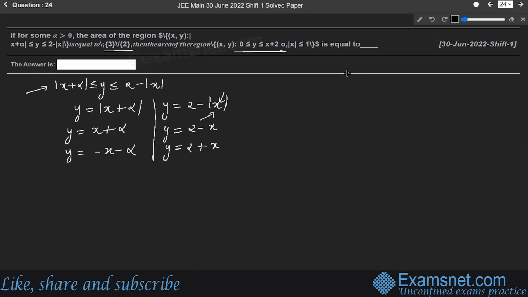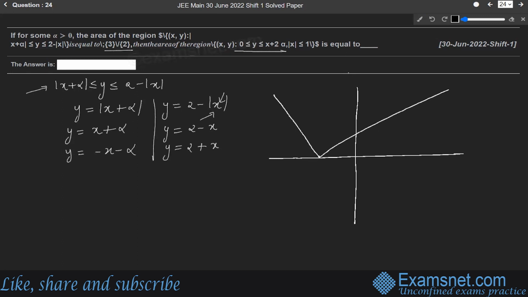So let us draw it graphically. Let us consider the coordinate axis. We will have four different lines. First line will be in this way, and the second line will be somehow in this way. Now this is the line for y = x + alpha. This is the line for y = -x - alpha. This is the line for y = 2 + x. And this is the line for y = 2 - x.